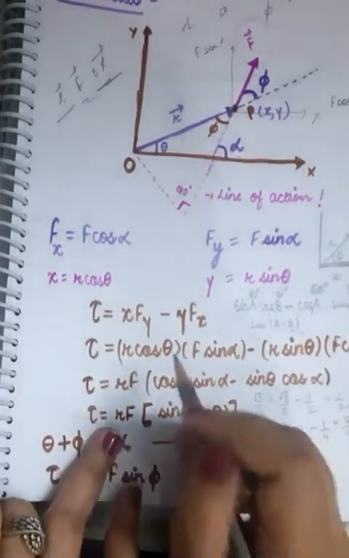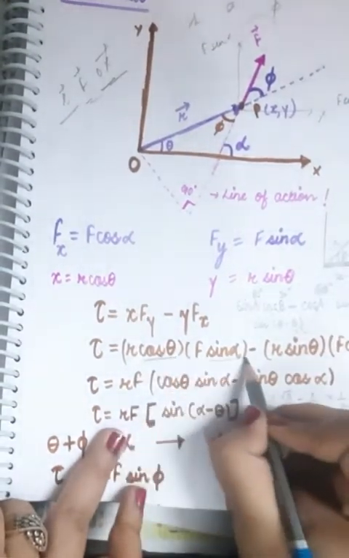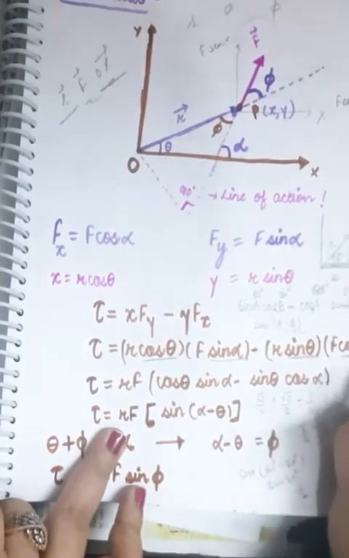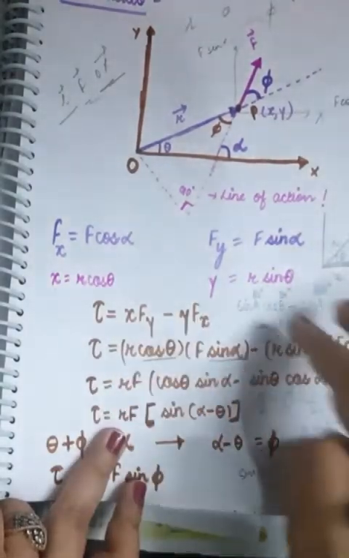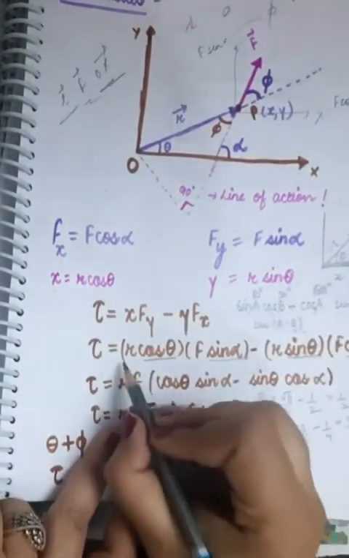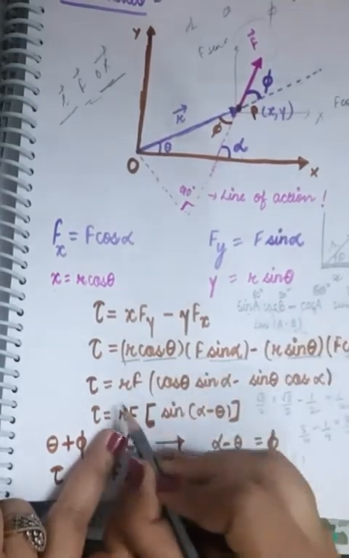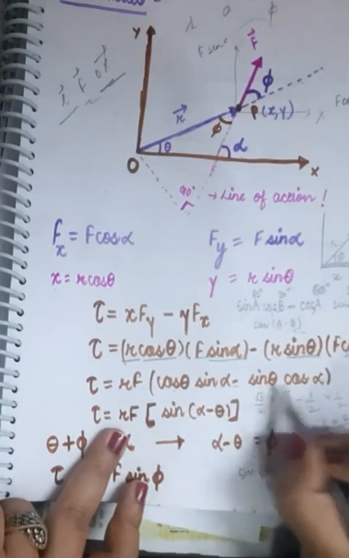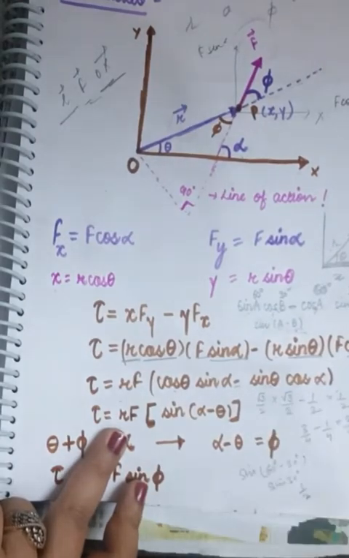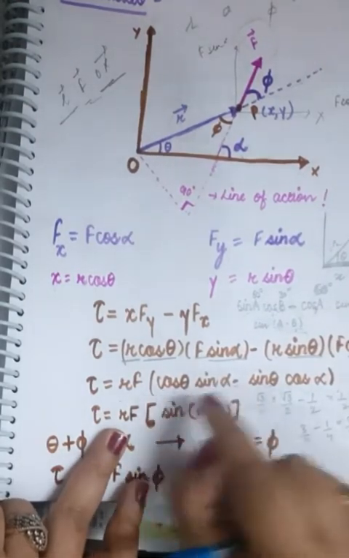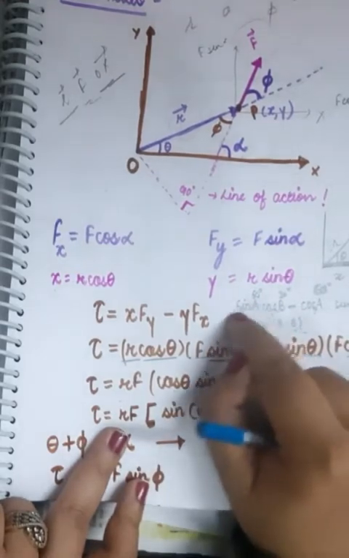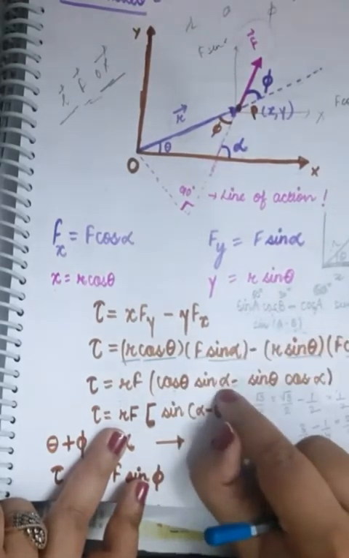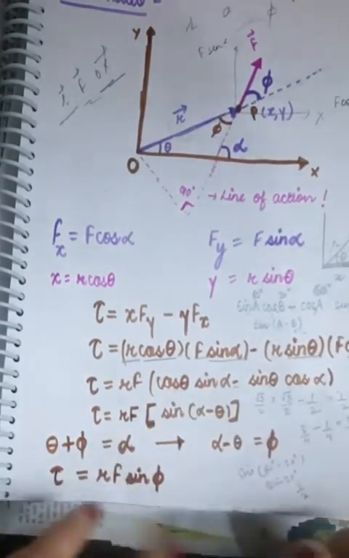Same way, here you can see cos theta sine alpha minus sine theta cos alpha. Just rearrange the terms so that they become a formula. First of all, take R and F common, right? This becomes sine alpha cos theta minus cos alpha sine theta. So this becomes sine A minus B. Always keep sine first. So this is A, this is B, alpha minus theta.